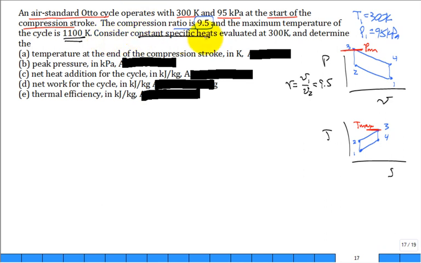Life is good. I'm going to use the C sub V of 0.718 kilojoule per kilogram Kelvin for air at that 300 Kelvin, as well as K is 1.4. So that comes out of the table we just looked at. Now determine, and they have a bunch of these parts, the temperature at the end of the compression stroke. So are they asking me for T1, T2, T3, T4, which one? T2, exactly. All right, so how are we going to calculate T2?